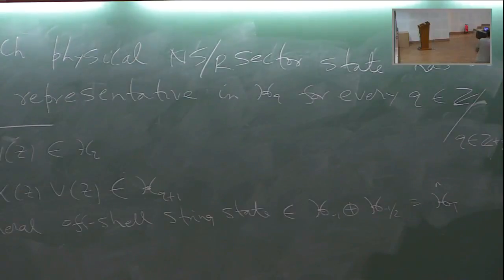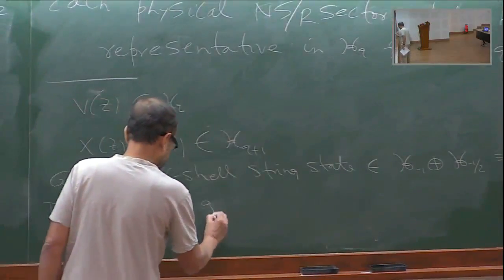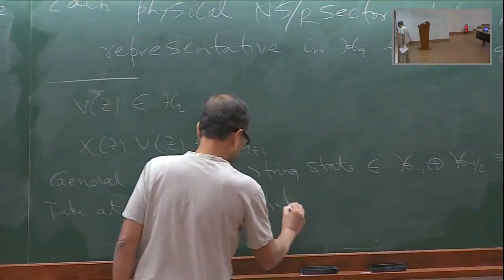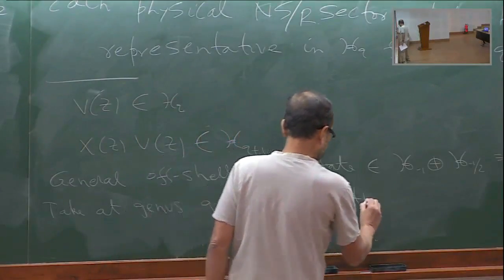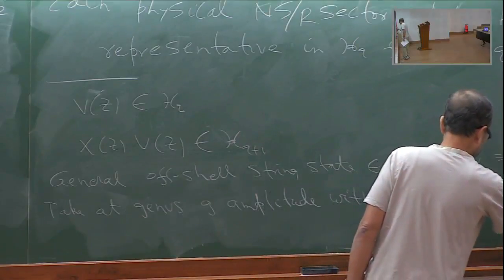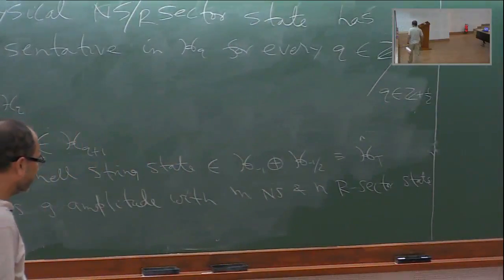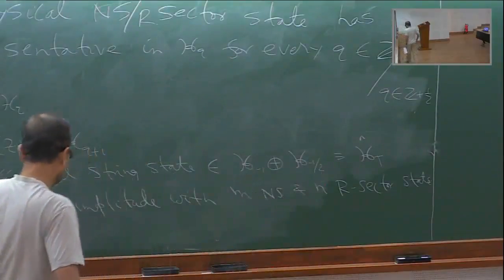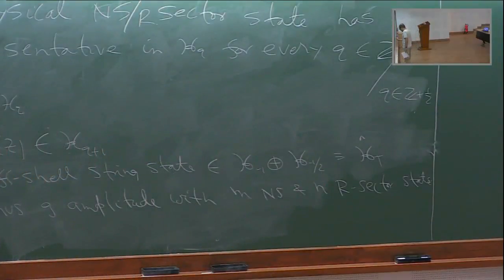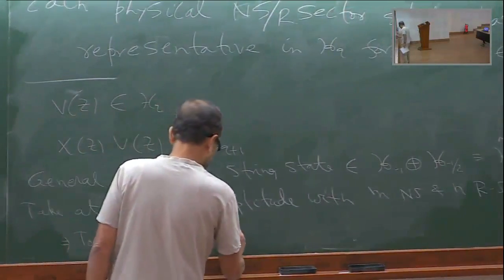Okay, so now suppose we take a genus g amplitude with m NS and n Ramond sector states. We will be taking the states in this Hilbert space, which means that the total picture number that we have is minus m minus n by 2.